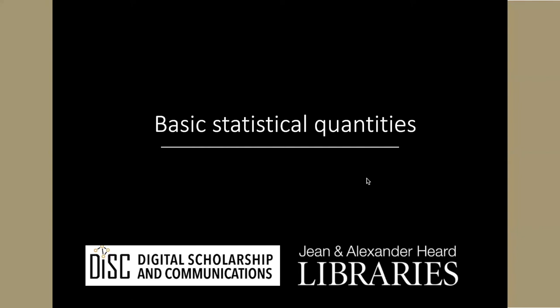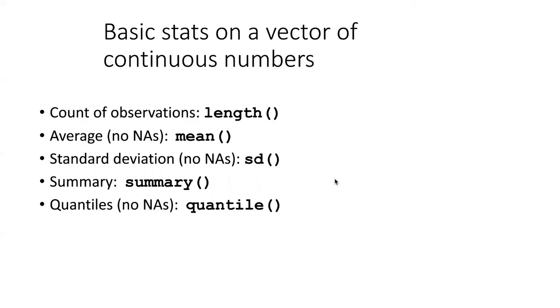We are now in a position to calculate some of the very basic statistical quantities that people might want to know about their data. So here is a list of some of the functions that we are going to use. Length, which is the number of counts of observations in a vector. Mean, which provides the average. Standard deviation. And then a function called summary, which gives us a summary of a number of statistical quantities at once. We can also calculate quantiles, either the normal quartiles or any other quantiles you want to specify.